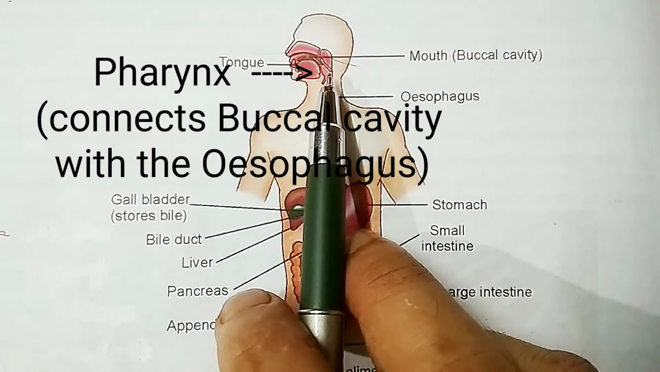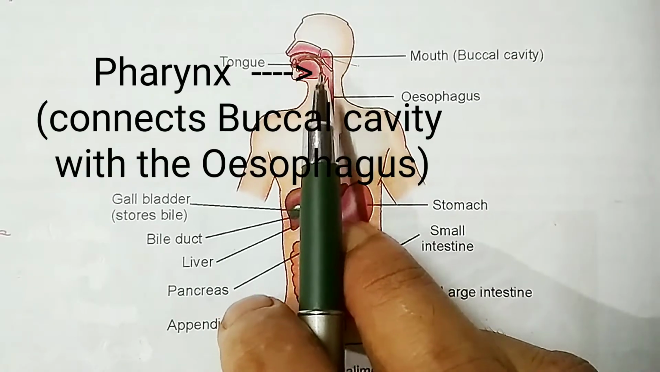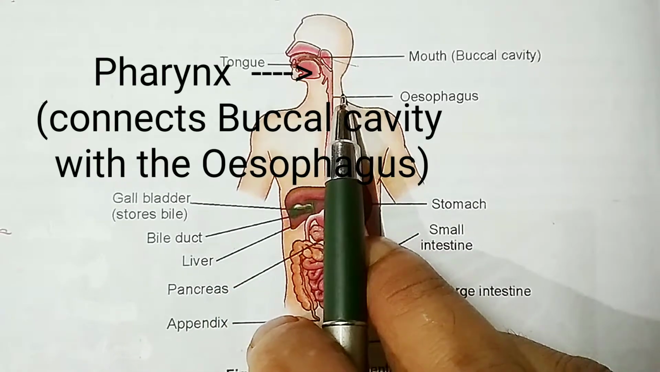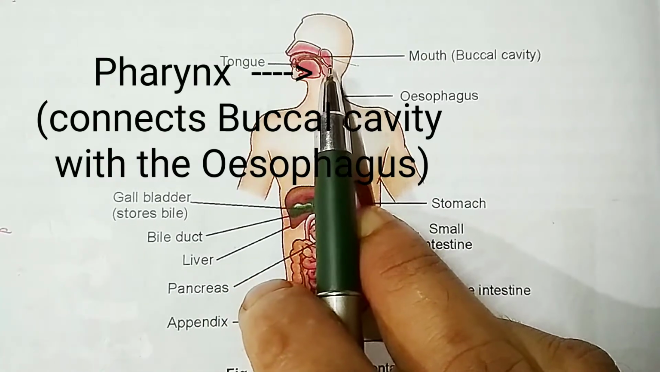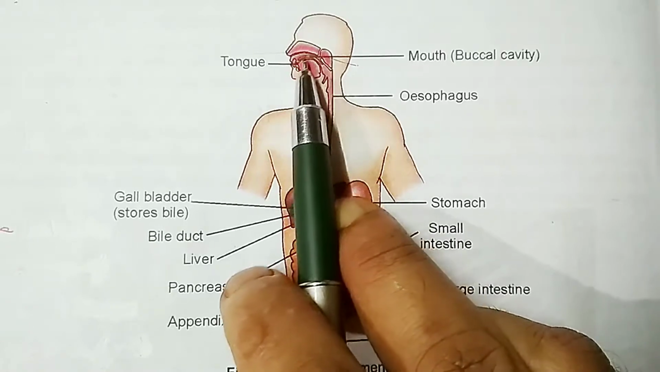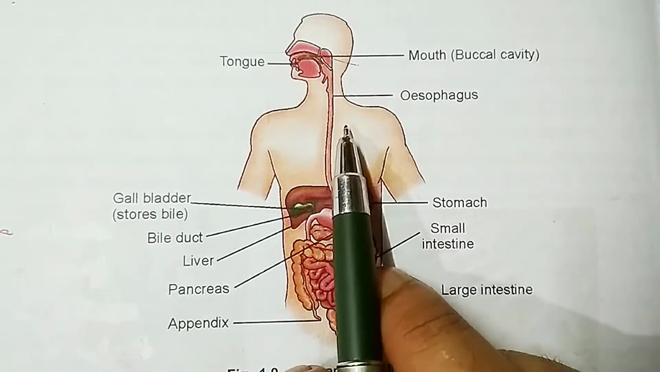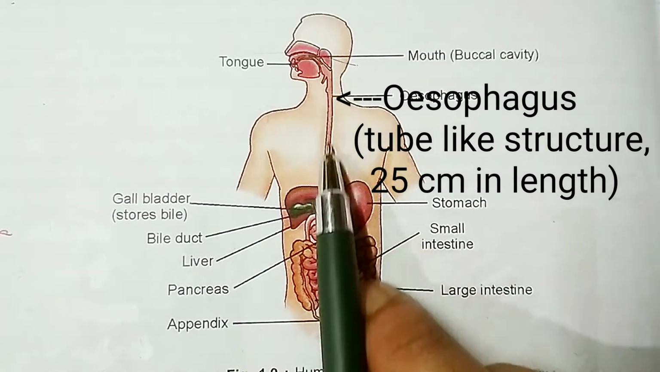The next part is pharynx. The pharynx is an area that connects buccal cavity with the esophagus. So this region, which is also called pharynx, connects our mouth, which is called buccal cavity, with the esophagus. And esophagus is a tube-like structure.